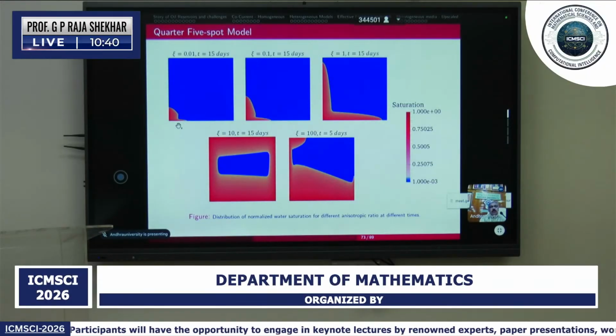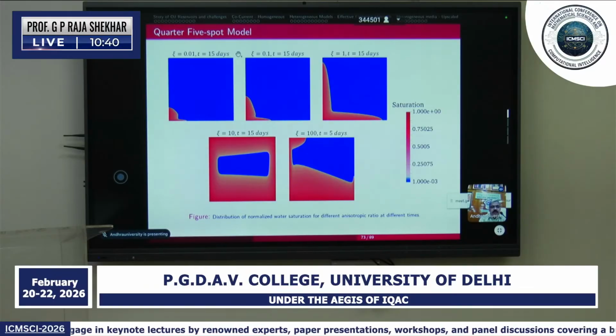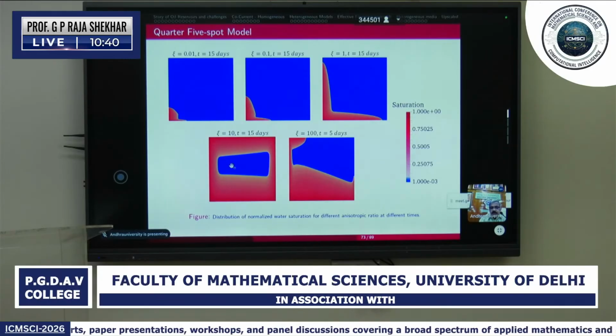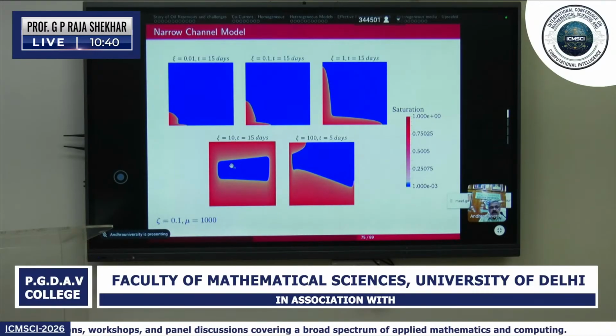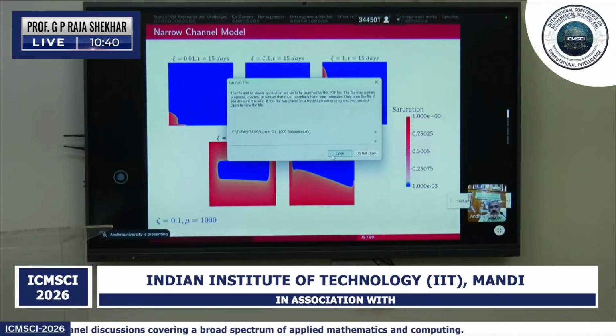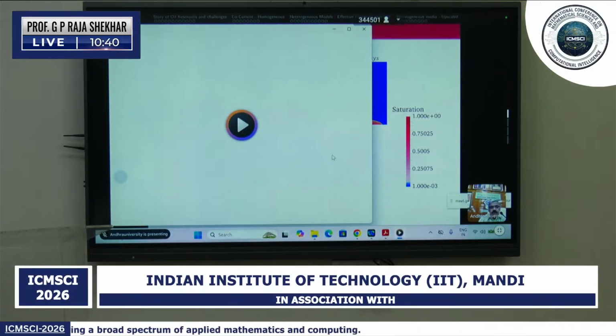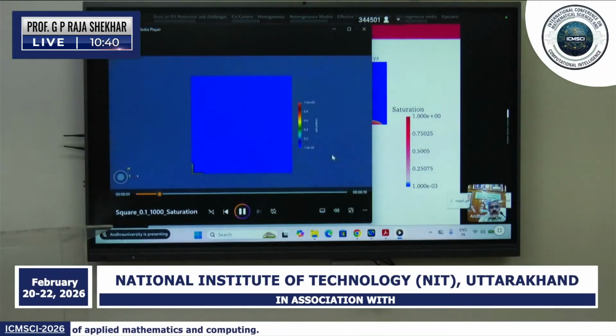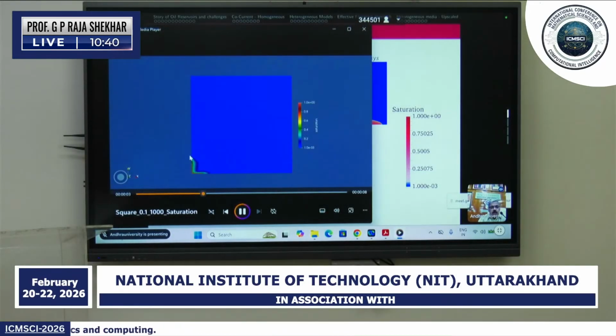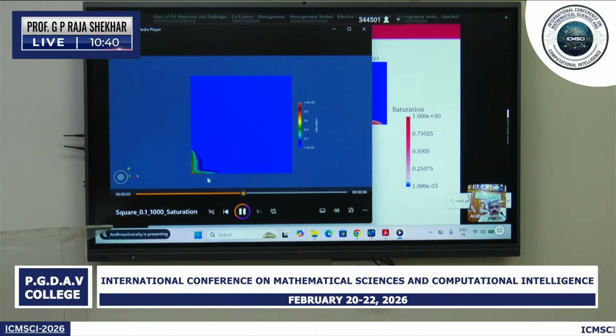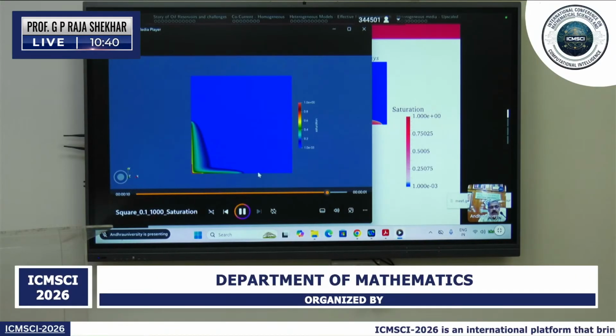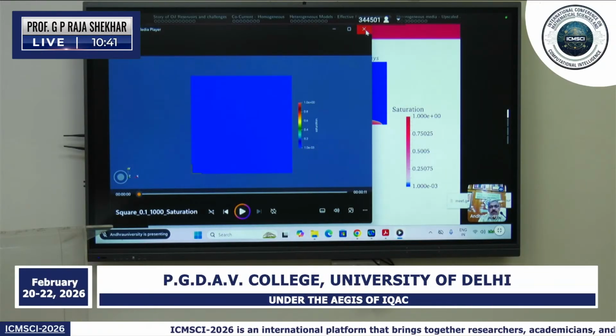The second one is the quarter five-spot. You are pushing water, and oil is getting pushed and extracted from exactly diagonally opposite. But in this process, you can see a lot of oil is trapped. Here also the wall effect is there, but since the spatial area is more, it will certainly take the support of the wall.